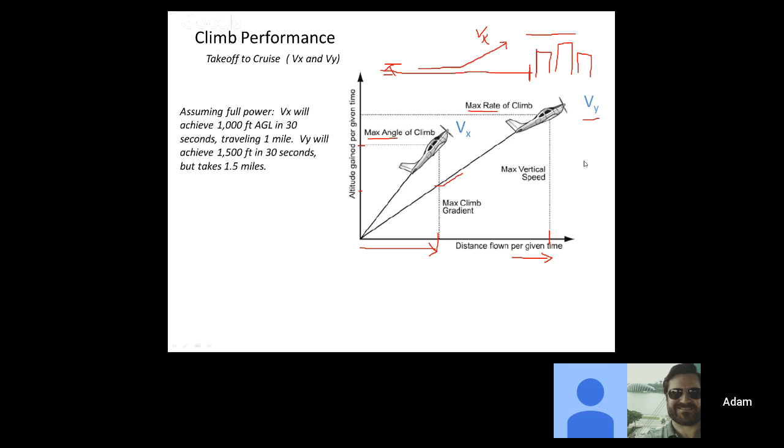I probably have some words over here that can help me. Okay, so here's an example. Assuming full power, VX will achieve 1,000 feet in 30 seconds, traveling 1 mile. So assuming this is 1 mile, it took me 30 seconds to get there, but I got to 1,000 feet. VY will achieve 1,500 feet in 30 seconds, but it takes longer. It takes 1.5 miles. So you can see in 30 seconds, which is a rate discussion, I climbed higher using VY, but it took me longer, which is why VX is used on your immediate takeoff planning.